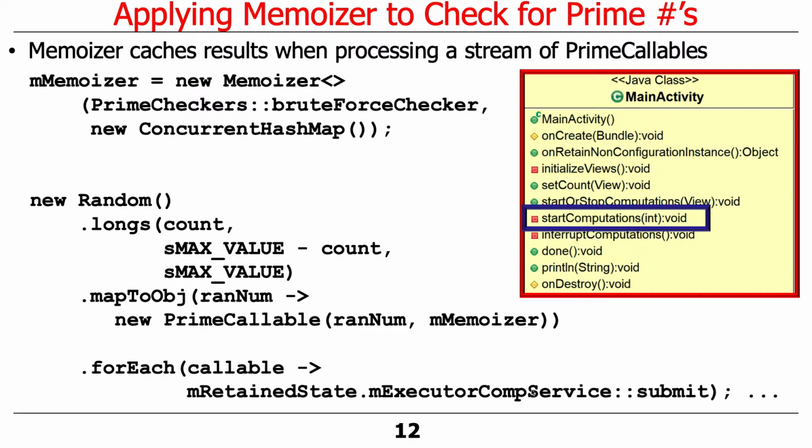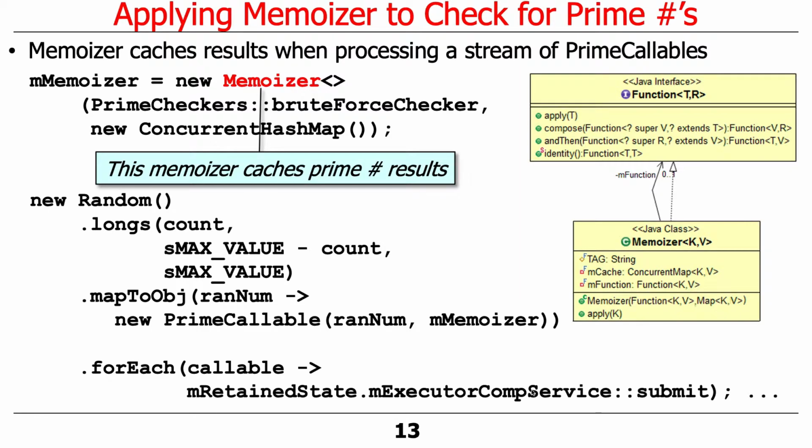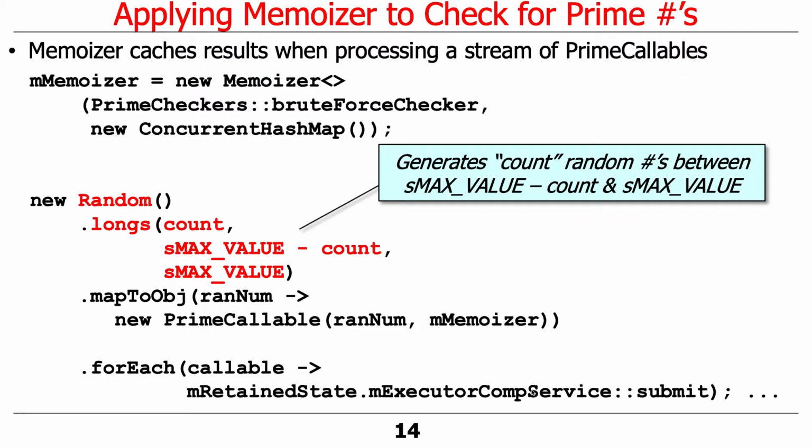And this, again, will have a little bit in common with what we have seen before. So when a person starts the computation, this method gets called. And you can see what it does is it creates a MemoiZer, which caches the results. This MemoiZer is going to use, in this particular case, the brute force checker and a new concurrent hash map. It turns out to be very easy to switch this around, though. If you don't want to use a brute force checker, if you want to use a more optimized checker, all you have to do is change the method reference that is passed when you create the MemoiZer, and then everything else we see below will transparently work with the new implementation.